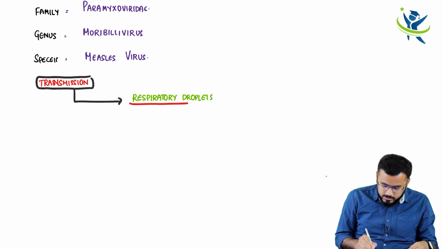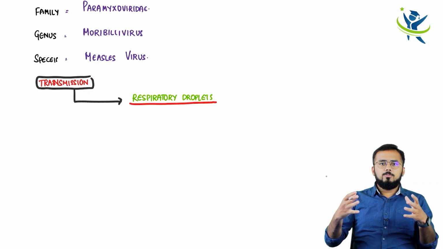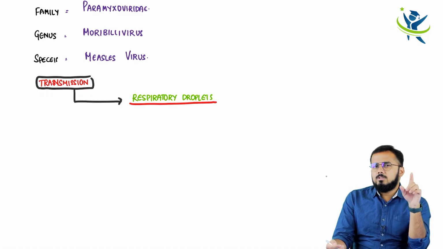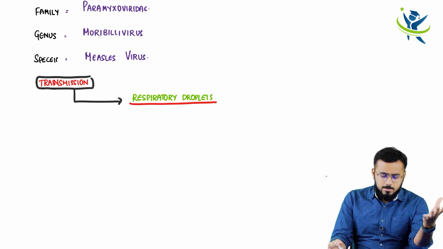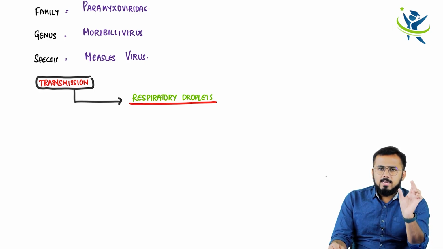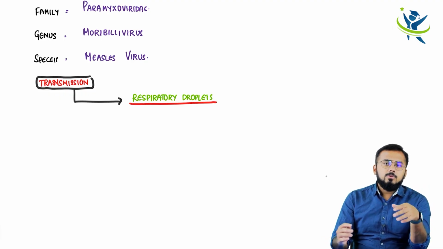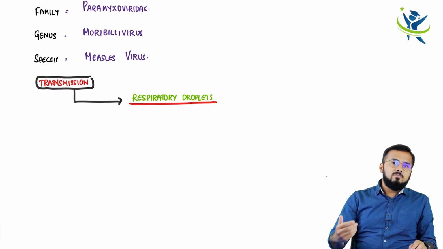Now apart from the respiratory droplets, what is the other thing you can tell? The risk factor. Which group of people are at high risk? For every virus, the first group of people at higher risk are those who are not vaccinated. Basically, you have a vaccine called the MMR vaccine, measles, mumps, rubella vaccine. If you have taken this vaccine in your childhood, then you are less likely to get affected with this infection. But if you have not taken any kind of vaccination, then you are more likely to have this infection.